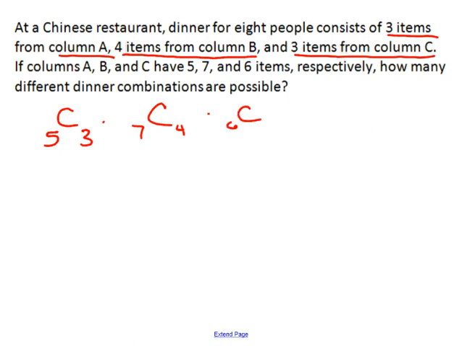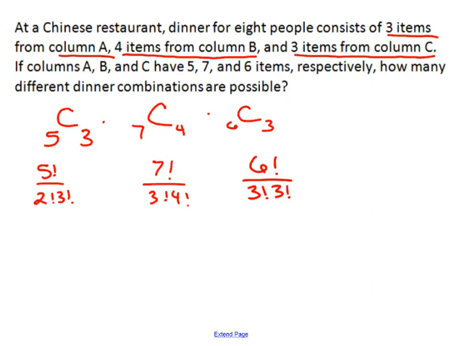So that'll be 6C3. And then ultimately you can put this all in your calculator. These aren't that hard to do by hand, especially these. These are all relatively small, right? Because this is 5 factorial over 2 factorial, 3 factorial. This one will be 7 factorial over 3 factorial, 4 factorial. And then 6 factorial over that. Okay?